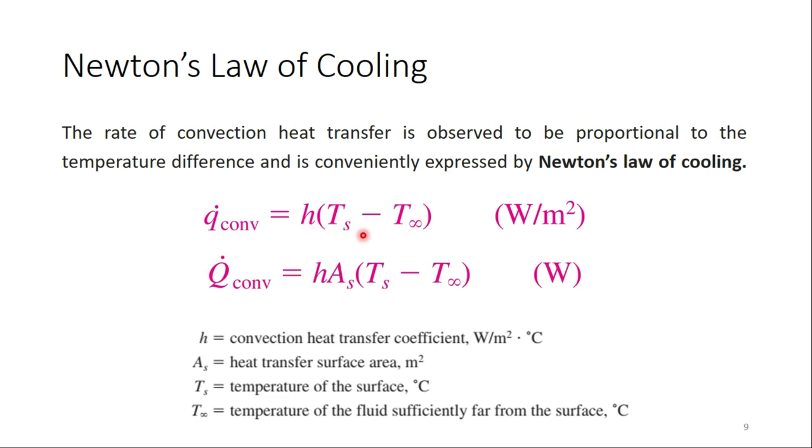We have already discussed Newton's law of cooling in our previous lectures. We can also express it by this second equation, where there is the surface area. If we divide Q by this surface area, we get the same equation as the first one. In these equations, h is the convective heat transfer coefficient, A_s is the heat transfer surface area in meter square, T_s is the surface temperature of the solid body, and T infinity is the temperature of the fluid sufficiently far from the surface, in degree centigrade.